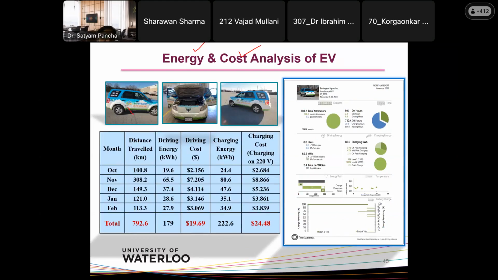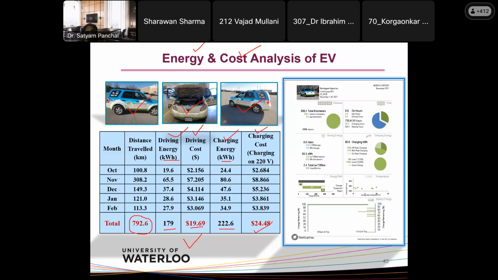Here you can see this typical first Canadian electric vehicle was driven in October, November, December, January, February, over 5 months. The distance traveled is around 800 kilometers for this vehicle. Driving energy is around 179 kilowatt hours, and driving cost is around $19. So to drive the vehicle for 800 kilometers, the cost is only $19, meaning $20, which is very affordable. Charging energy is 222 kilowatt hours, and the charging cost is around $24.48.